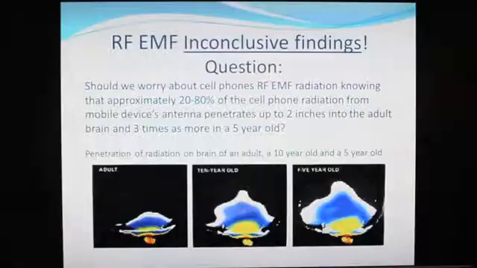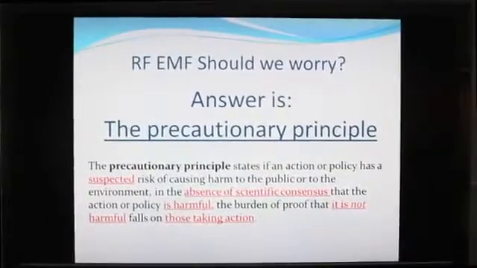So if it is inconclusive, and at the same time we know that about 20 to 80% of cell phone radiation penetrates at least 2 inches in an adult brain and probably 3 times more in a 5-year-old, should we worry about this? The question is simple. The answer is the precautionary principle, which states that if an action or policy has a suspected risk of causing harm to the public or the environment, and in the absence of scientific consensus that the action or policy is harmful, the burden of proof that it is not harmful falls on those who take the action. And in this case, we are taking actions. So the burden of proof is upon us.